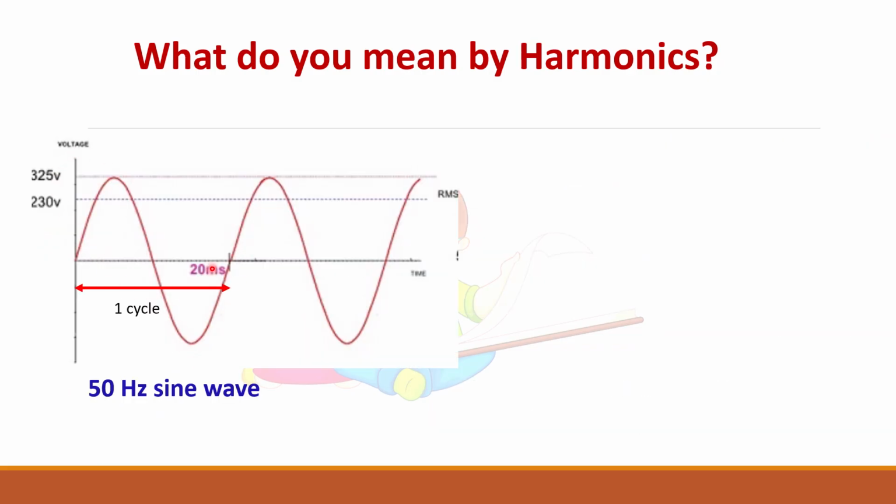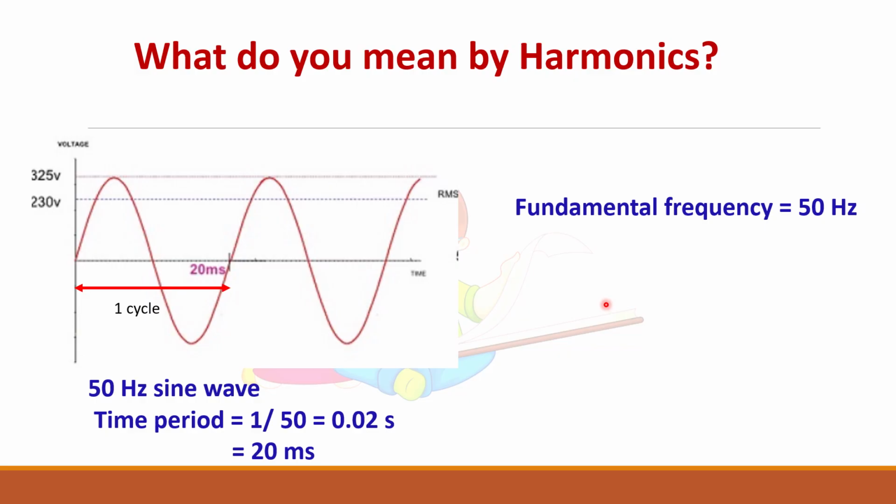This is a 50 Hz sine wave. So the total time period for one complete cycle is 20 milliseconds. So how do you get this 20 milliseconds? We know time period is equal to 1 by frequency. So 1 by 50 is 0.02 second, which can be written as 20 milliseconds. So for a 50 Hz sine wave, it is 20 milliseconds. This 50 Hz is called the fundamental frequency or first order harmonic.